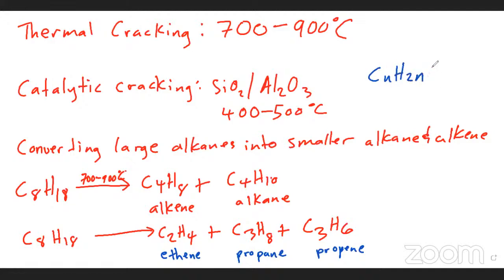General formula of alkane is CnH2n+2. Alkene is CnH2n. So this is alkene. That one is alkane. n is the amount of carbon. So quickly, if you have a compound with 4 carbons, for it to be an alkane, it would be 2 times 4 plus 2. So it would have to have 10 hydrogens. Is that what you're asking?